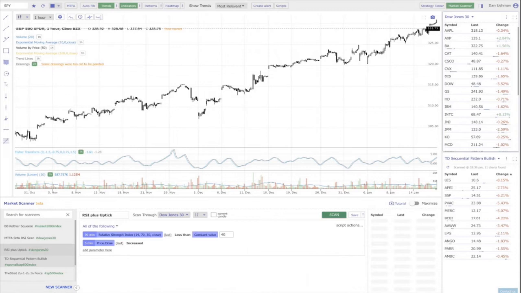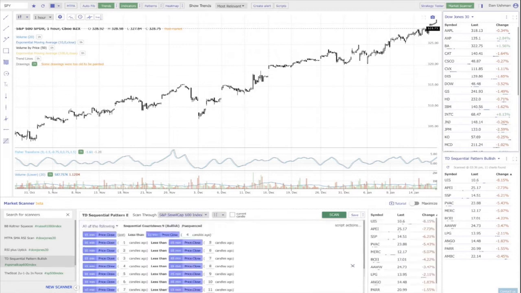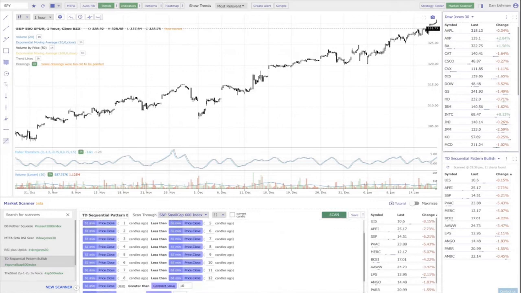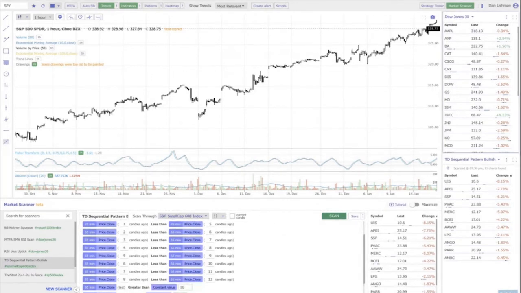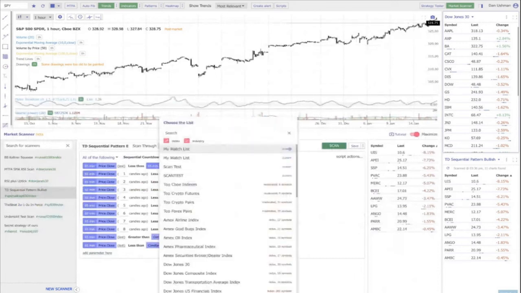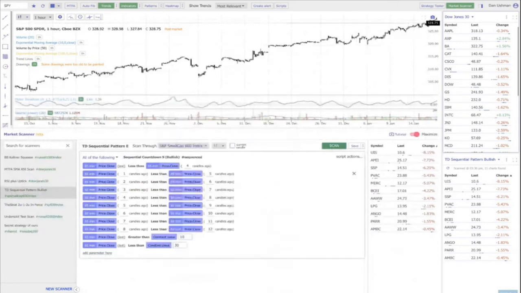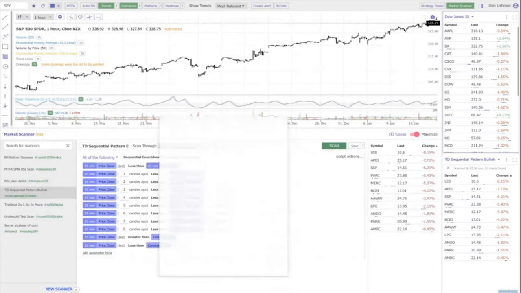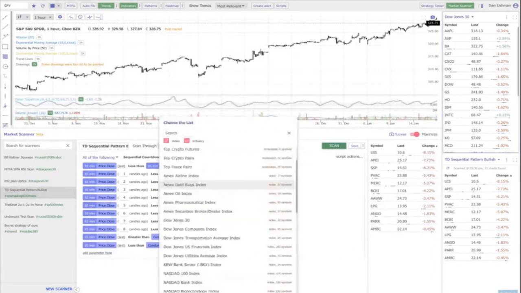You can squeeze for TD sequential. This is one of my personal favorites. Maybe we'll play with that one. You can, of course, maximize this and make it bigger. And you can also define the universe that the scan takes place in. So like this is what we're looking for. This is the needle. Where's the haystack? And here you can define that haystack.